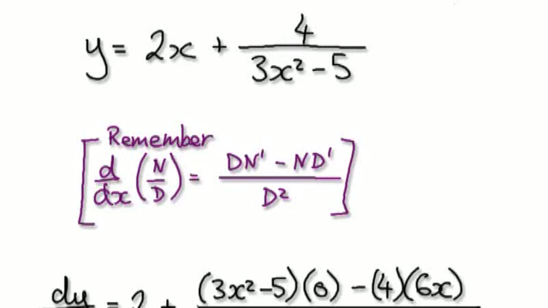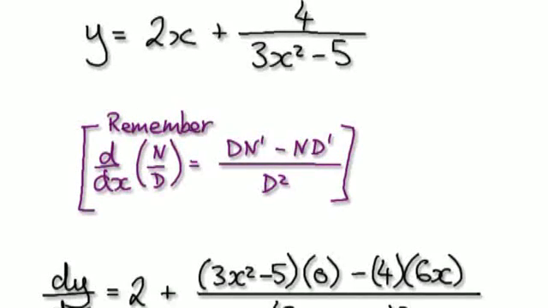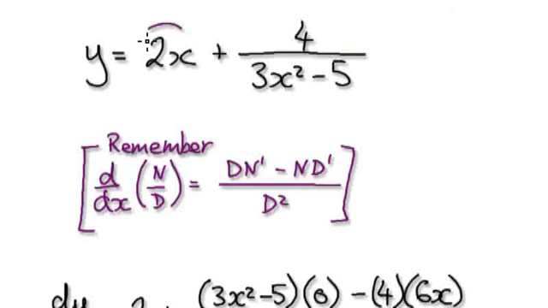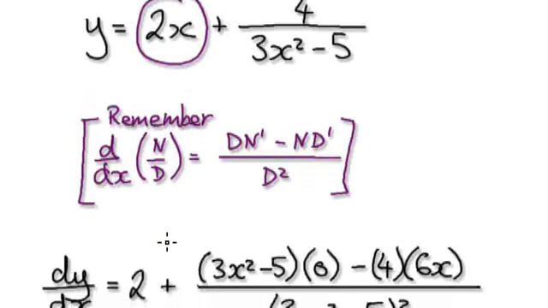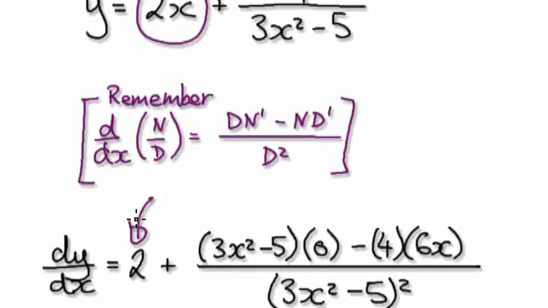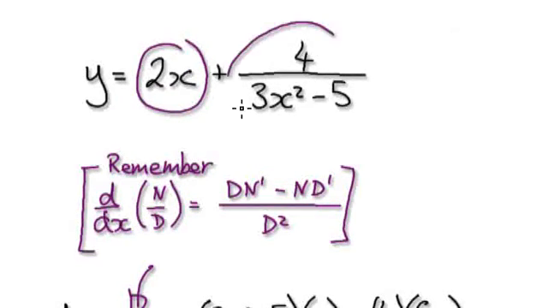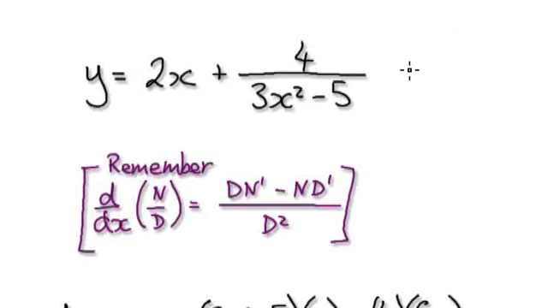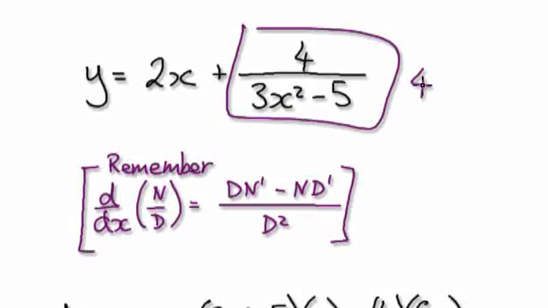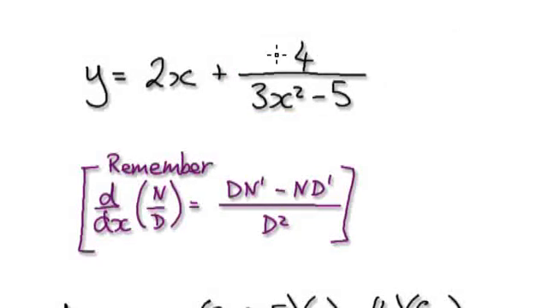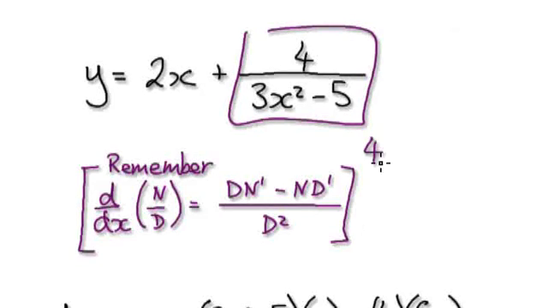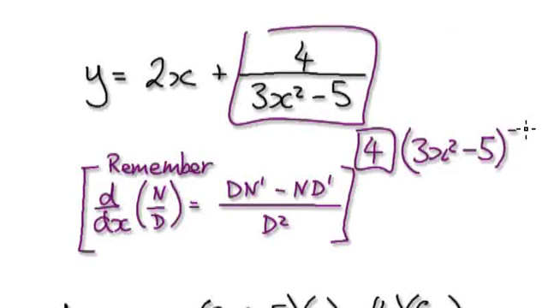Okay, so to do this here, remember you've got two parts. If you differentiate this here, it will give you a 2. And then this bit here is a complicated bit. Oh, by the way, some of you might even try visualizing it like this: 4 times 3x squared minus 5 to the power of minus 1.